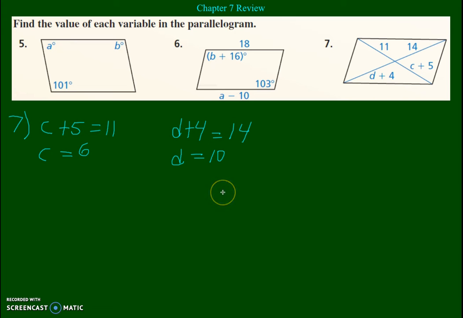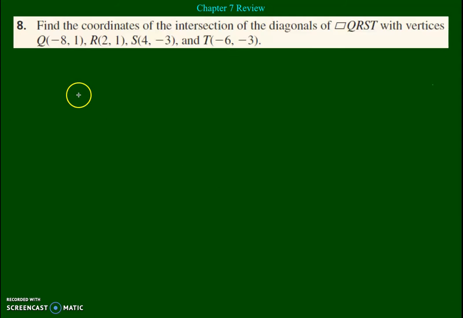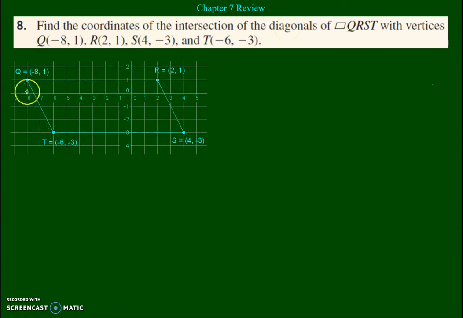And now let's move on to problem 8. In problem 8, we're going along a different route. Now we're given coordinates of a parallelogram in the coordinate plane. So we're going to have to find out where the diagonals intersect. So let's bring up a coordinate grid, and I've gone ahead and plotted the points for our quadrilateral here. And to find the point of intersection of our diagonals, we'll use the basic property that the diagonals bisect each other. So that's all we really need to do is find the midpoint of one of these diagonals, and we'll have the point of intersection.